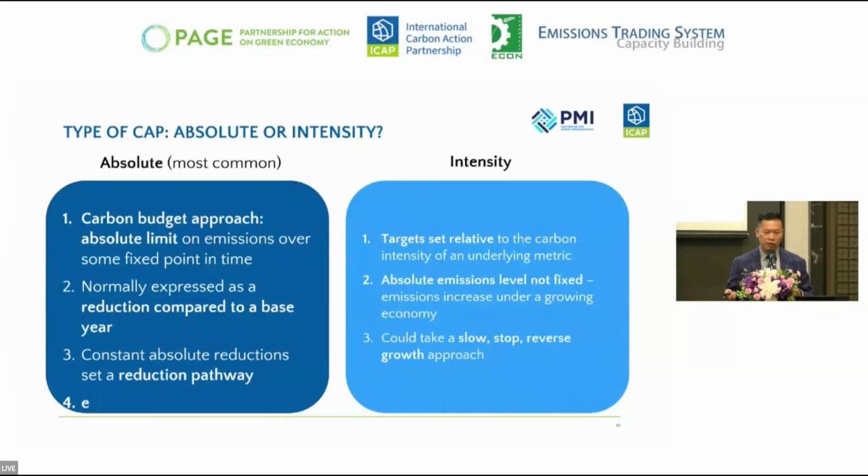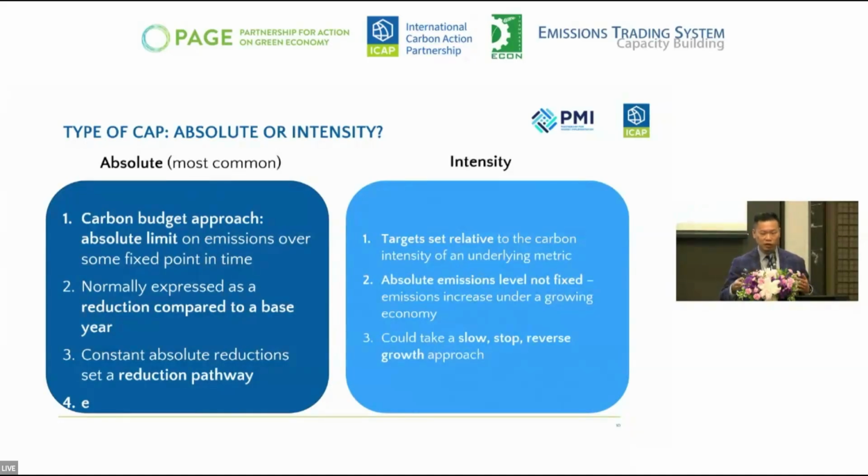But for intensity cap, they don't have an absolute number. They only have the benchmark. So if a company has intensity higher than the benchmark, they need to buy. And if they have intensity lower than the benchmark, they can sell. It doesn't matter if they produce more or less. If a company has higher intensity and produces more, they will lose more money. If they produce less, they lose less money, but they will lose anyway because their intensity is higher than the benchmark.